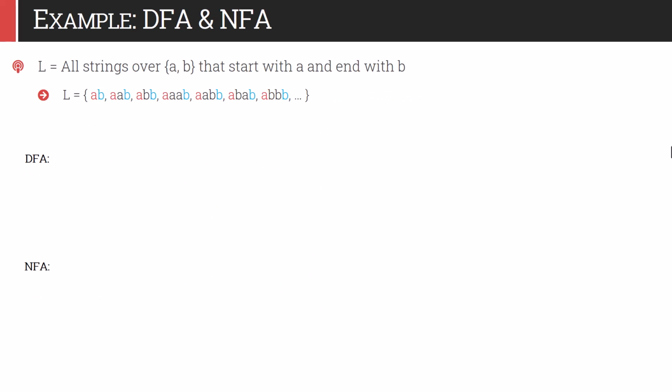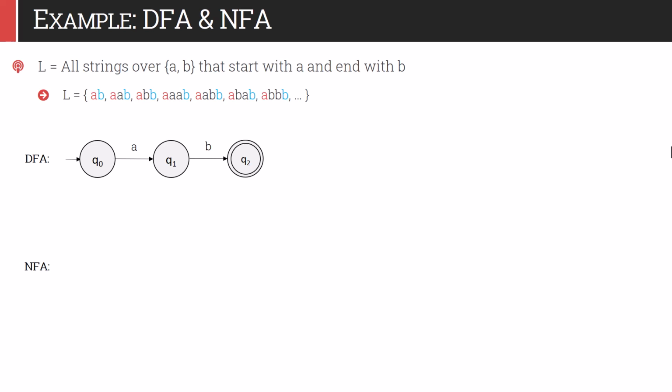Let us consider the language, all the strings over alphabet A, B that start with A and end with B. Okay? So it should start with A and it should end with B. So this is valid. Now we will adjust arcs to generate all the strings.